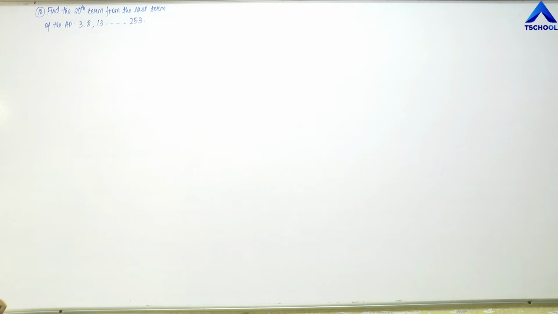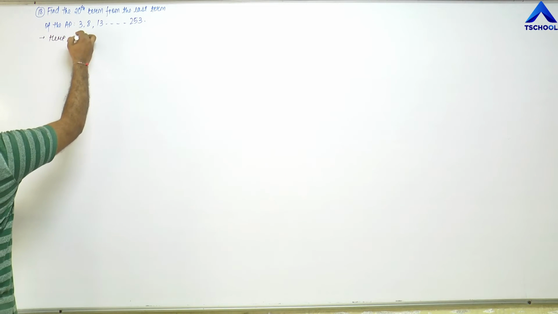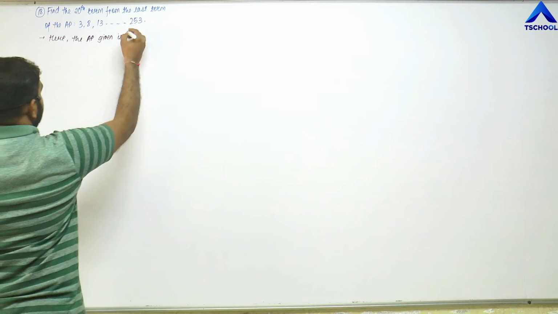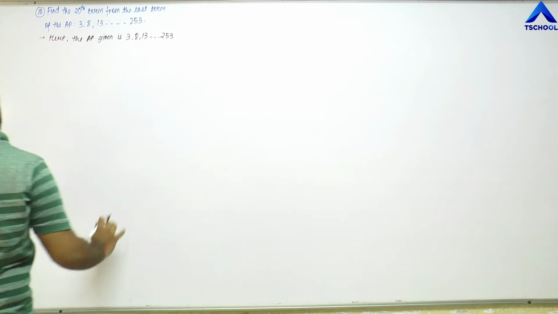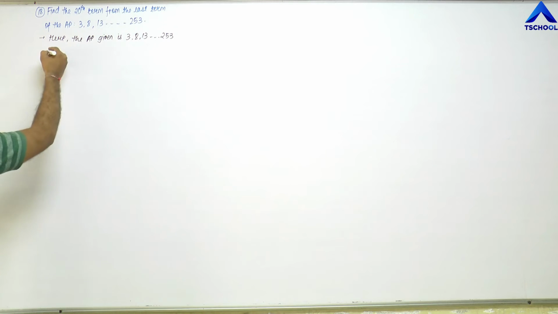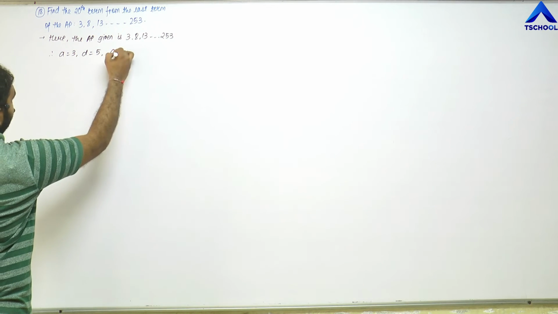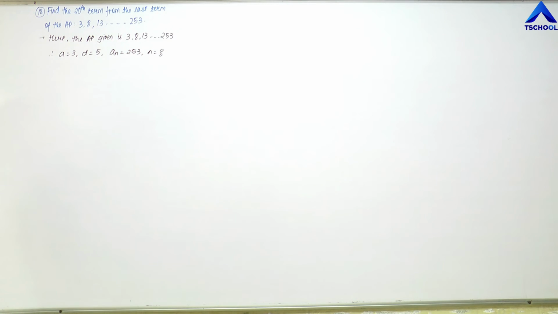Right? So that is the AP given to us, 3, 8, 13 up to 253, and we need to find out the 20th term from the last. So again here the AP given is 3, 8, 13 up to 253. Okay, therefore A is equal to 3, D is equal to 5, AN is equal to 253, for which we shall find out the value of N.